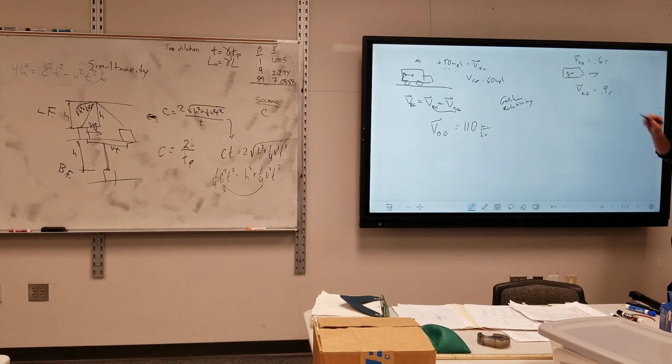So, if Galilean relativity is true, then the velocity of the ball with respect to Earth would be the velocity of the ball with respect to the rocket, plus the velocity of the rocket with respect to the Earth, which would be 0.6c plus 0.9c, or 1.5 times the speed of light.